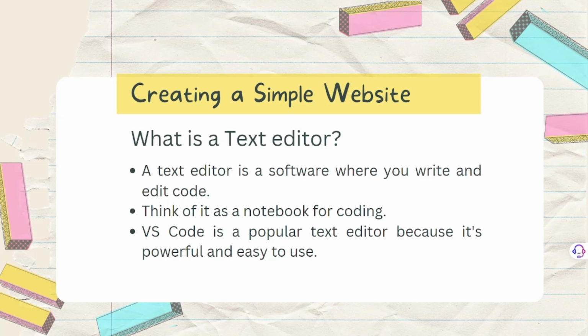Now, in creating a simple website, we would need a text editor. A text editor is a software where you can write and edit code. It even allows you to format code. So think of it as a notebook for coding, all right? VS Code is a popular text editor because it's powerful and easy to use. There are other text editors like Sublime, but in these lessons, we'll be making use of VS Code. So what do you need to do next?